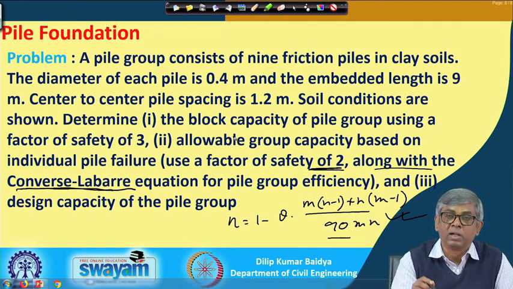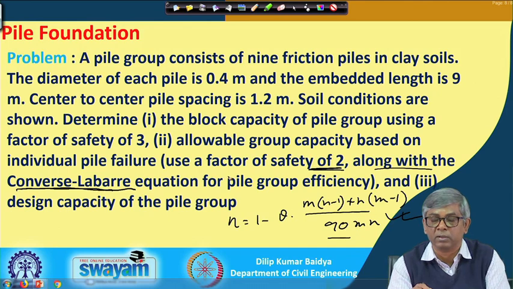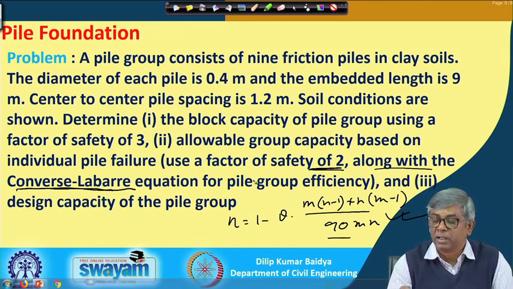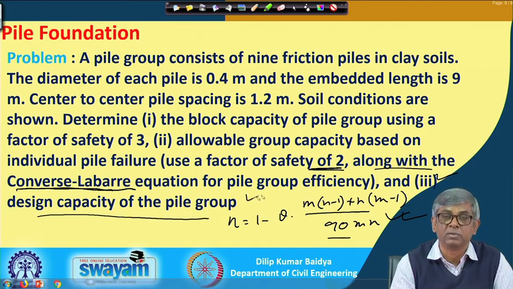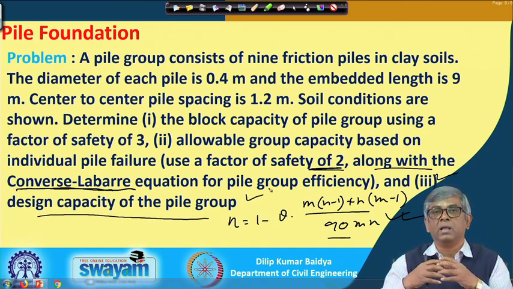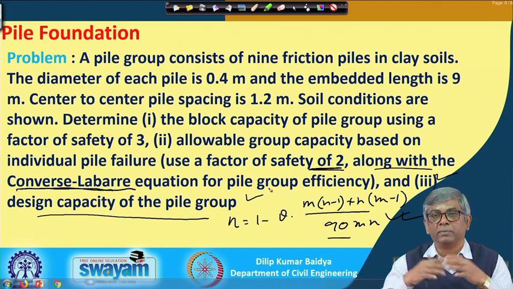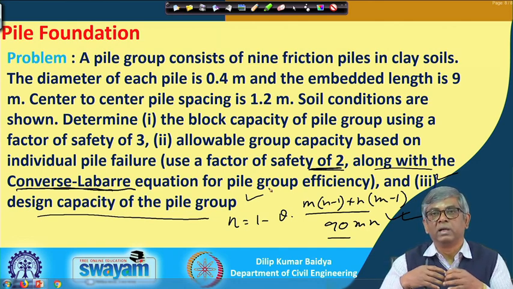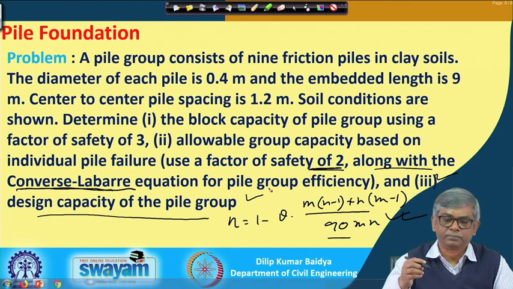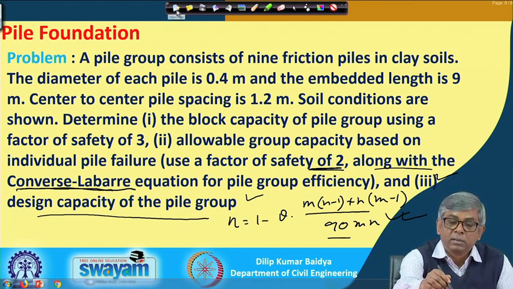So, the block capacity we will find out, and the group capacity based on individual failure we will also have to find out. And then the final third one is the design capacity of the pile group. How to find out the design capacity? I have already explained that you have to compare the two values, and the smaller or lower one is to be taken as the recommended design value for the group capacity.